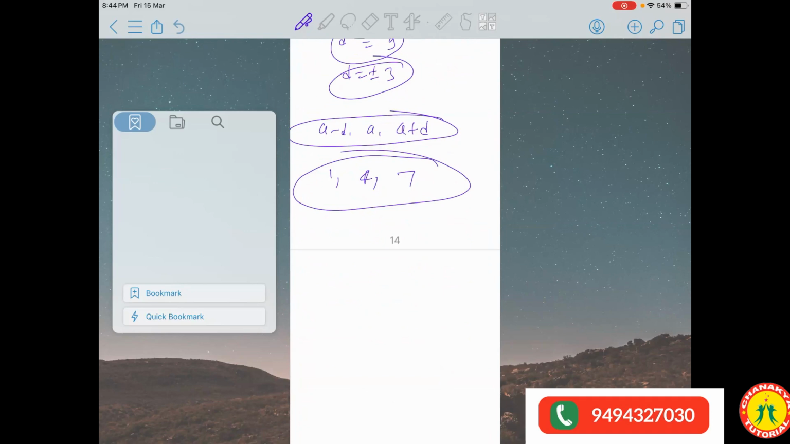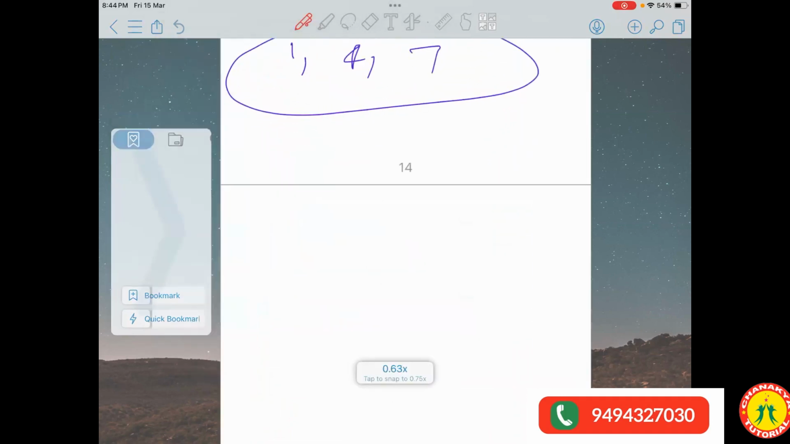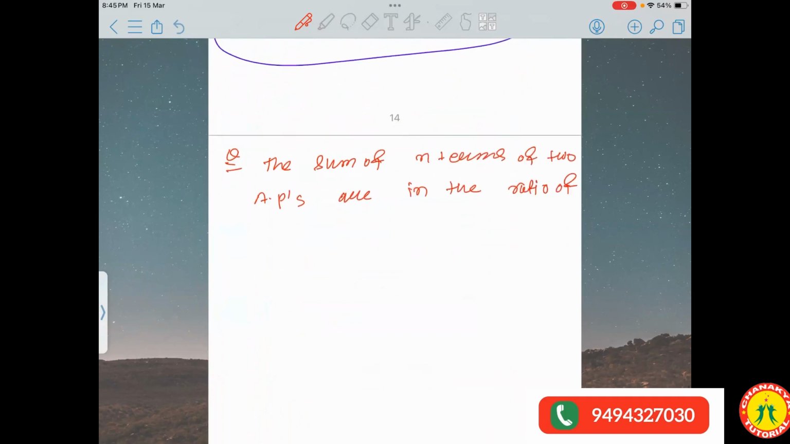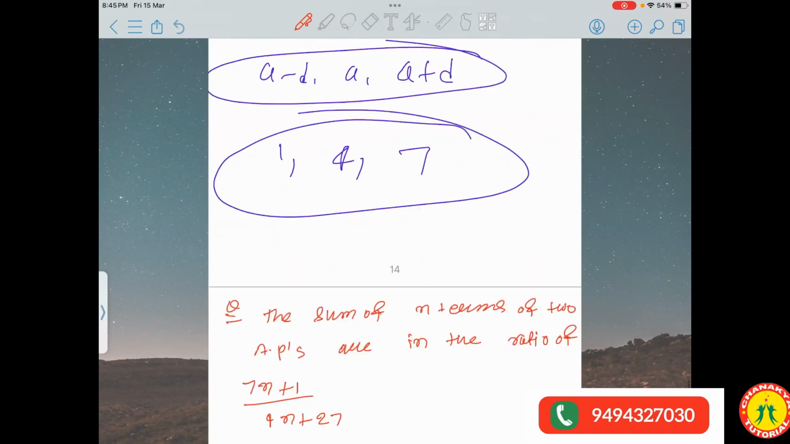Now, one more question on this topic. The sum of n terms of two APs are in the ratio of 7n plus 1 to 4n plus 27. Any doubt? Last question.